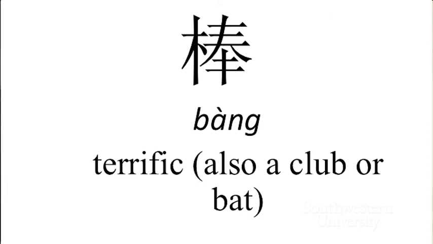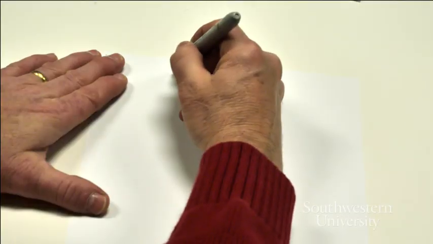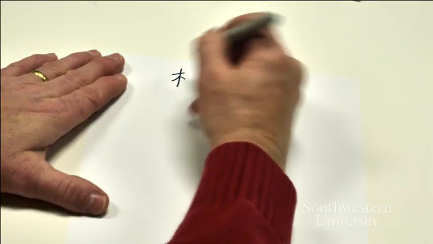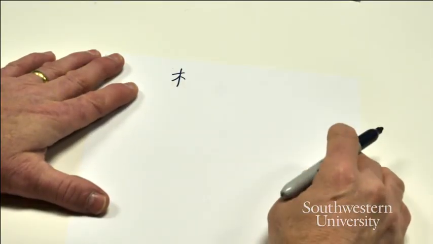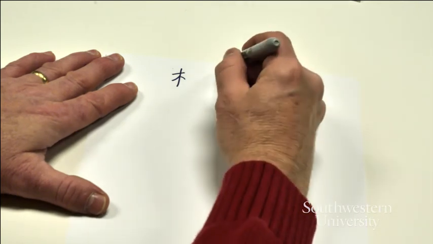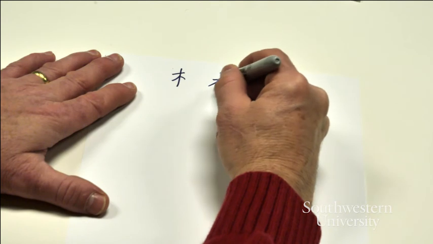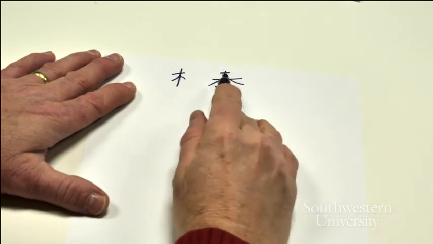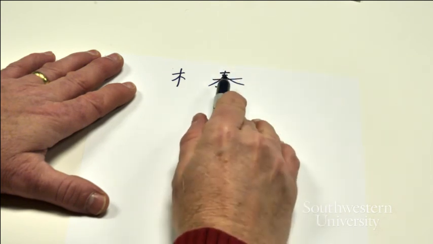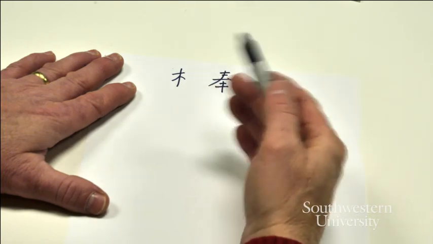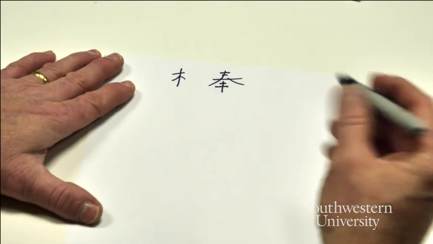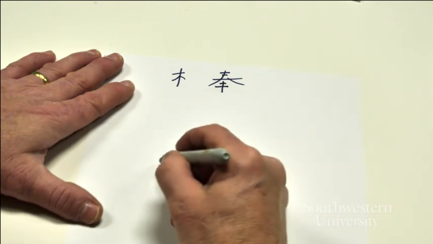This one, bang, terrific. We have a radical for wood. This character also is identical. It also means a club or a bat. This component on the right is phonetic, and it is used to mean terrific because it's pronounced the same way.